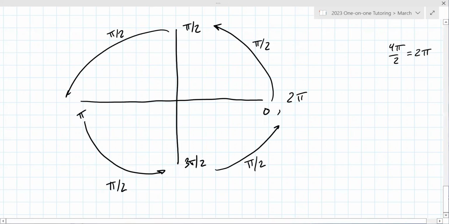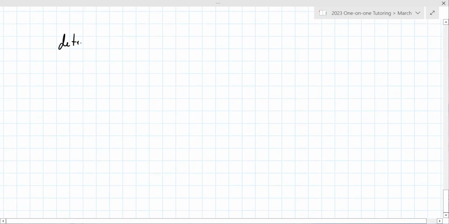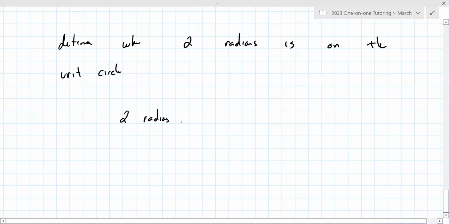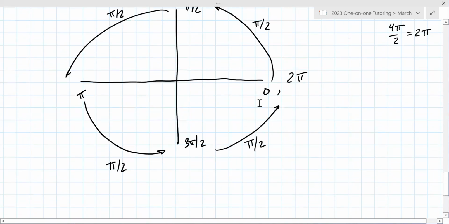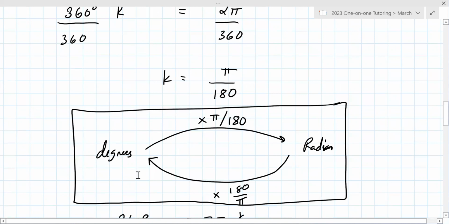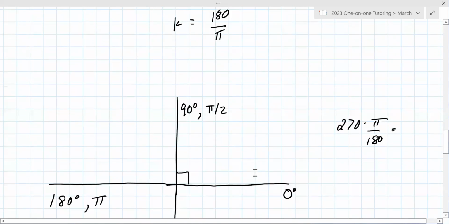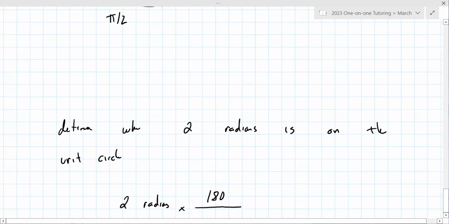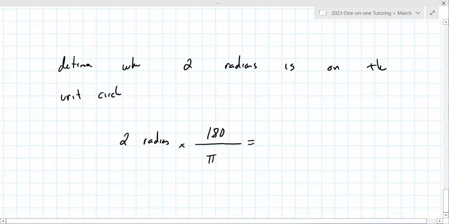So I believe this is the exam question they give you, which is to determine where two radians is on the unit circle. It might be one or two radians, I don't remember. But you have to convert this to degrees. So what do you multiply by to go the other direction? To go from radians to degrees, you multiply by 180 over pi. Okay, so I want you to do that and give me a number here, please.